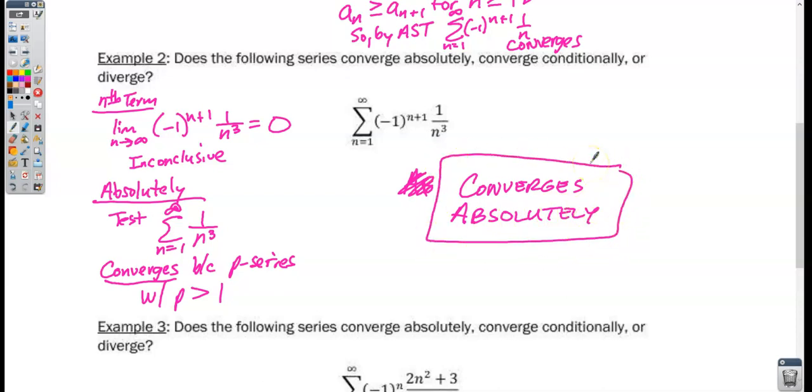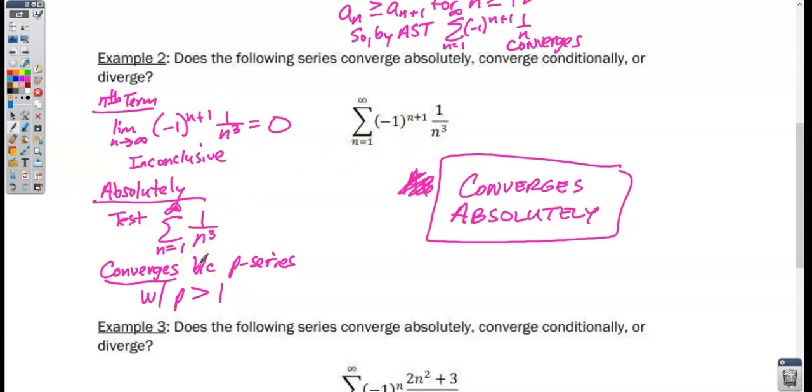Okay? Absolute convergence is a little bit stronger than conditional convergence. Knowing that it converges absolutely, we know that the alternating series here converges as well. Whereas when it doesn't converge absolutely, only the alternating series converges, not the absolute value of it.